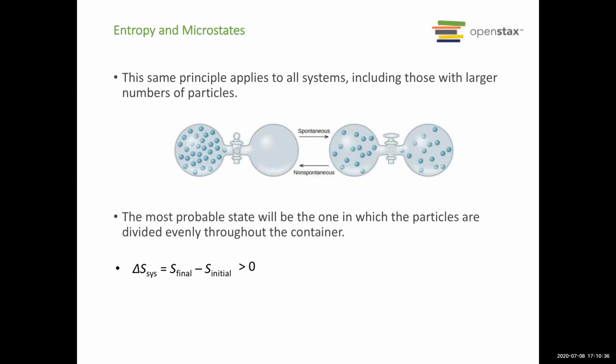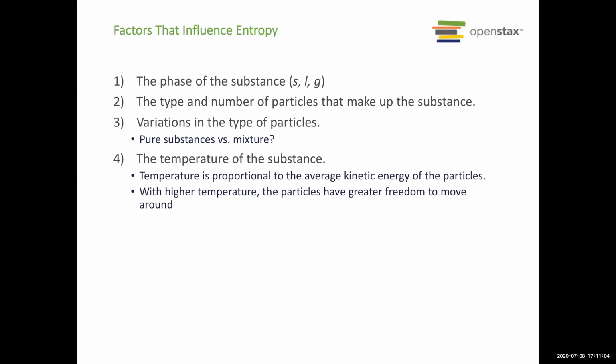So the delta S in this case would be positive. The entropy for the final state on the right side is higher than the entropy for the initial state. So the delta S is greater than 0, which indicates this change will be spontaneous. That favors a spontaneous change.